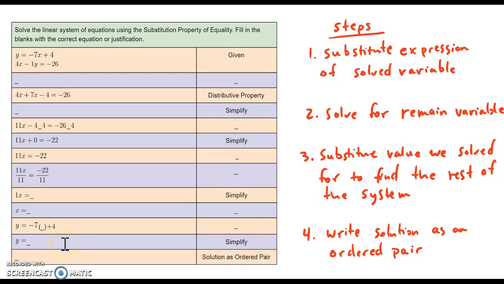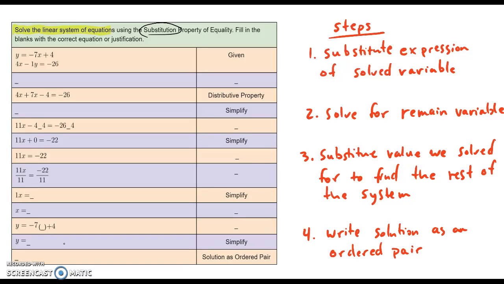Okay, so this is the third example, and this is an example that we'll probably see in Schoology. So it's a little bit different because it's a proof. The directions are, solve the linear system of equations using the substitution property of equality. Fill in the blanks with the correct equation or justification. You can see some of them are blank, and then some of the lines already have something. So we've kind of got to use what's before and what's after to figure out what's going in the middle.